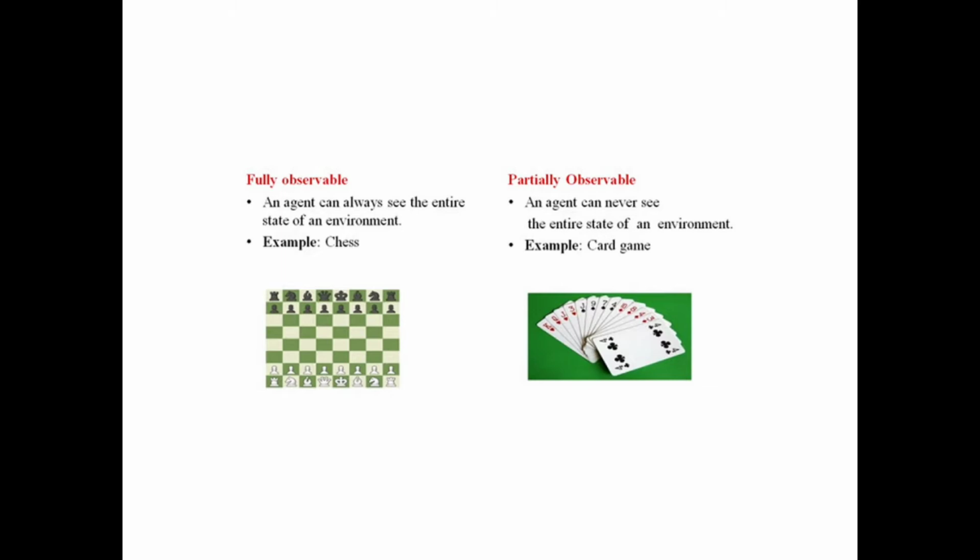Coming to the partially observable, here we will consider the example of a card game. In this particular game, the agent can never see the entire state of an environment. So in the card game we only have partial observation. In this particular game we don't need any full observation. This is the difference between fully observable and partially observable.